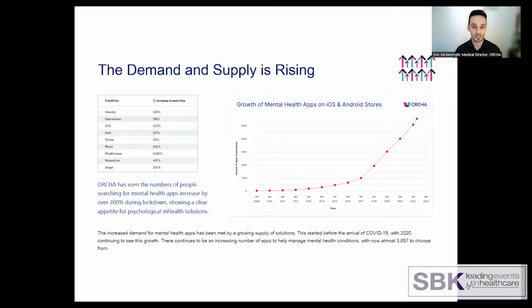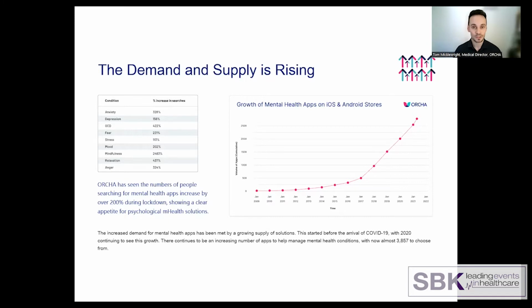So we are rapidly getting more and more mental health apps entering the market. And that's partly driven by demand. The table on the left shows the increase in search terms used on the app stores, the Google App Store, the Apple Store. It shows for those search terms the increase in searches done during the pandemic. So you can see figures well over 200% for a range of different mental health search terms. So it's likely that your patients are already searching for these things online. That's why we're seeing such an uptick in new mental health products entering the market.